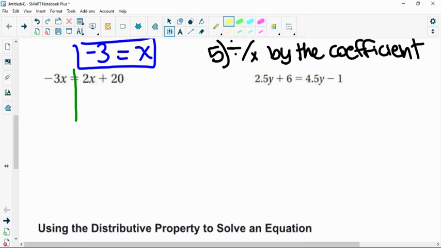So let's focus in on the 2x. That is a positive 2x. So if I want to move it over to the opposite side, I must use the opposite of a positive 2x. So we'll subtract 2x on both sides. On the right, I'm only left with a positive 20 because the 2x and negative 2x became 0.